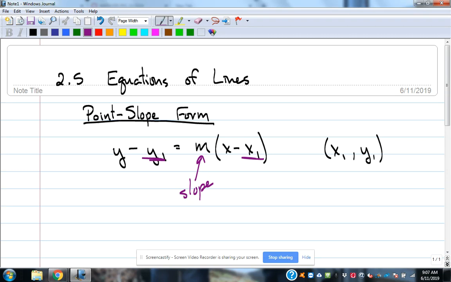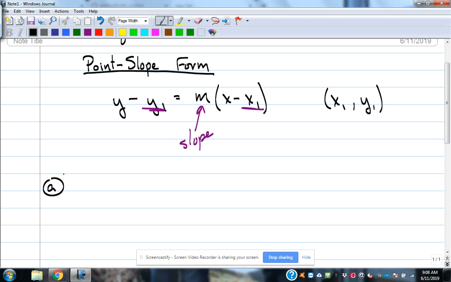Point-slope form can easily be turned into slope-intercept form by just taking that equation and solving it for y, and we'll talk about that as we go along here. But we want to look at writing equations in this form given a slope and a point, or just given 2 points out of that. So let's start with one where we're just going to write the equation of the line in point-slope form.